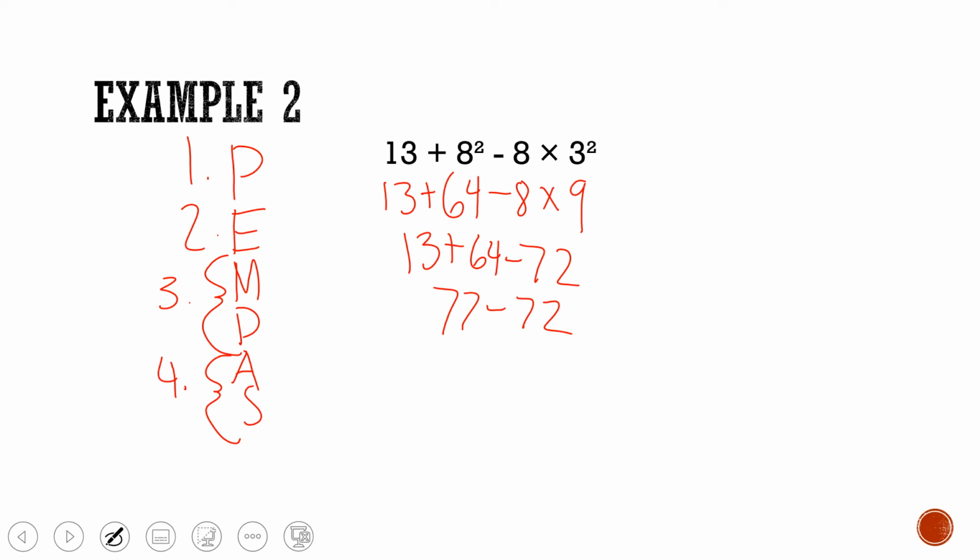And now we have the easy part. One more step to get our final answer: 77 minus 72 to get 5. Okay? And then once again, we notice we have a little upside down triangle here. Perfect.